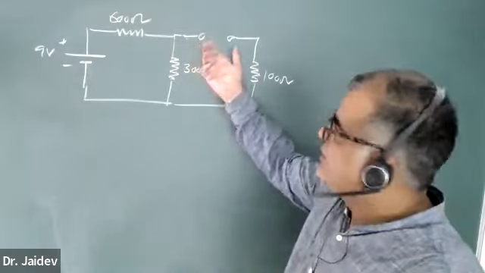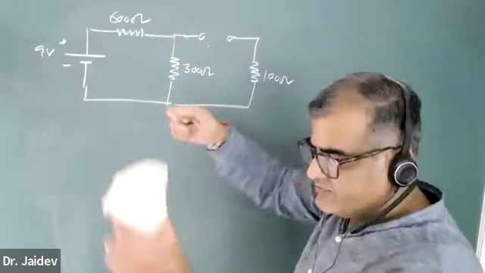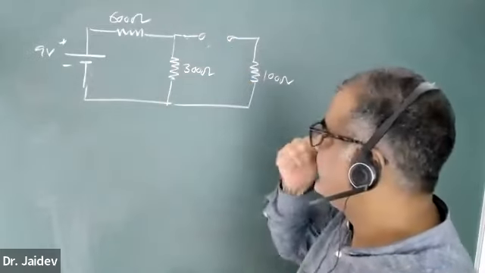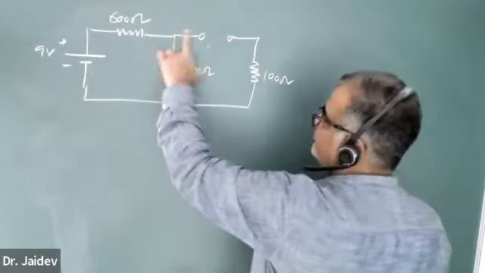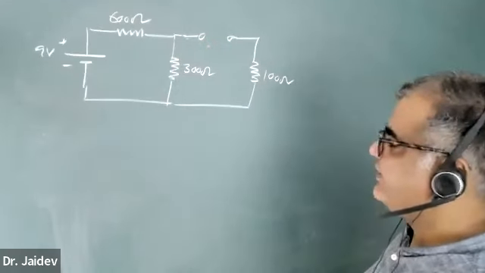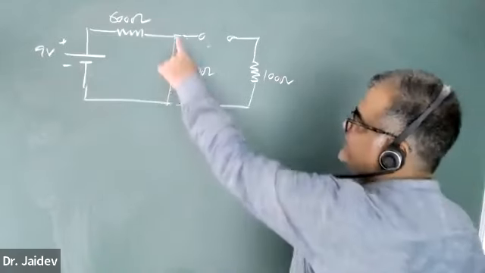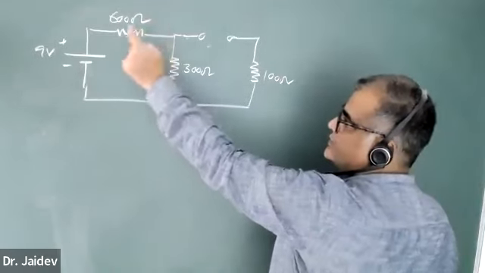This voltage is important. You can place your diode here later. First you should know what is the voltage coming across this terminal. Can anyone tell me? What is the voltage coming here?